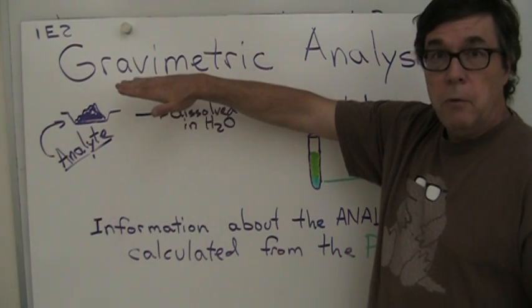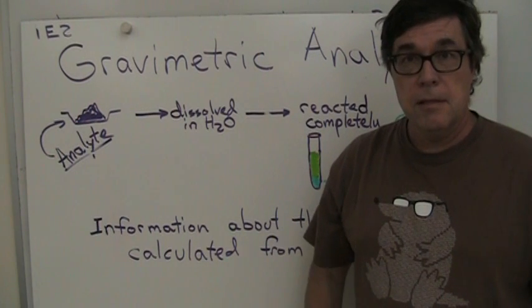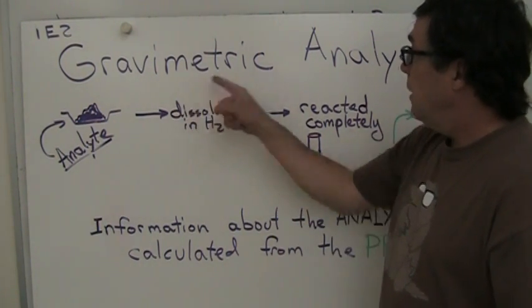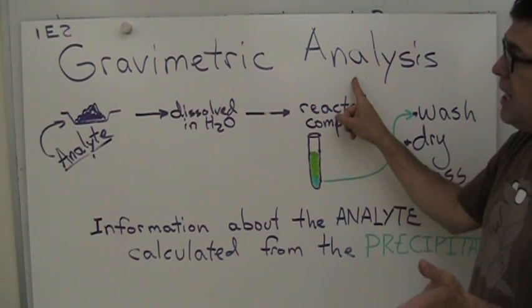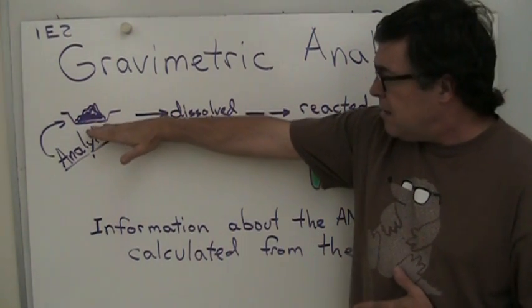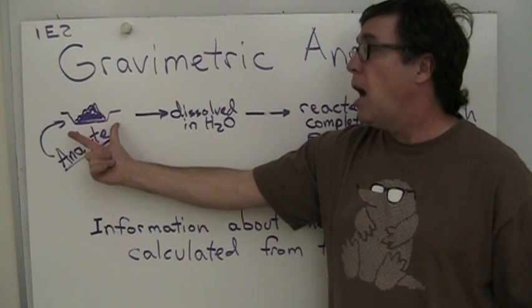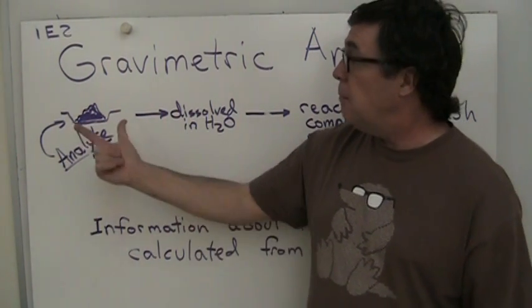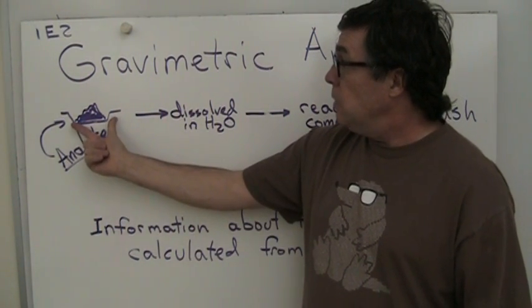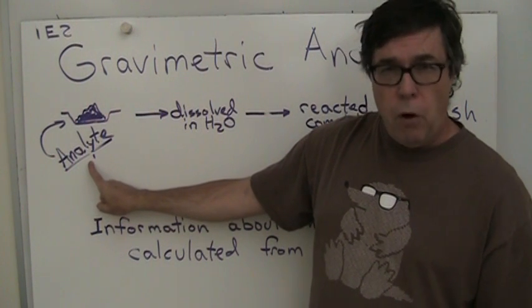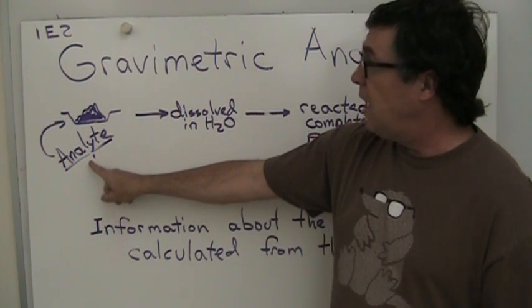We're going to look at one of the simplest examples of gravimetric analysis. Now, gravimetric analysis is always an analysis system where we're analyzing some compound. Often, that compound might be a powder. Whatever form it is in, we call that the analyte.